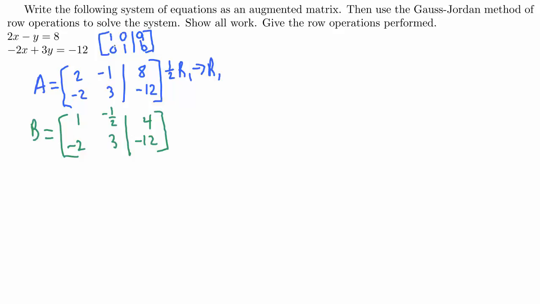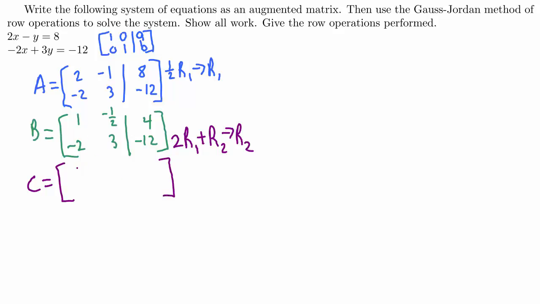Now I need to go to this 0, which means this negative 2 needs to become a 0. To get to a 0, I use the opposite of whatever this is. The opposite of this is positive 2. I'm going to multiply by the other row, which is row 1, and add that to this row, which is row 2. And that's going to give me a new row 2. Remember, we always want the row that changes to be the last thing that you write down. So that's going to give me matrix C.